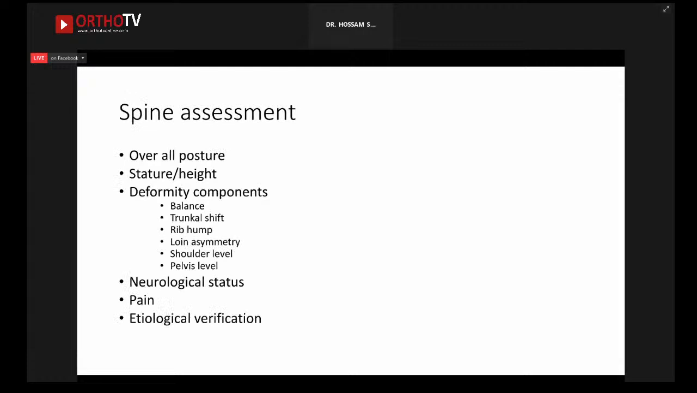The spine assessment goes along the standard assessments of all spine deformity patients, where you look at the overall posture, the stature or height, the deformity components, looking at the coronal and sagittal balance, the truncal shift, the rib hump, the loin asymmetry, shoulder levels and pelvic level. And of course, you always assess the neurological status, the presence of pain, and also the different etiology causing this severe deformity.